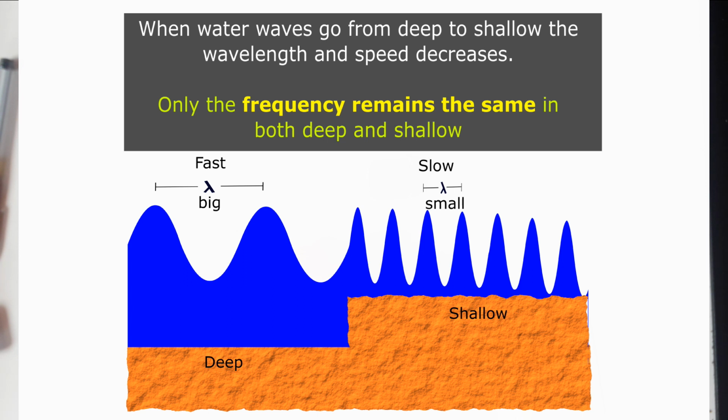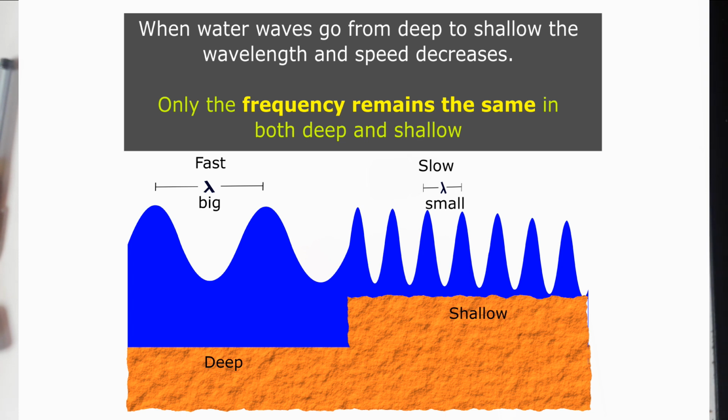You will notice that in the deep part, the wavelength, the distance between, well, in this diagram, the distance between two crests is quite large. However, in the shallow region, the wavelength is small. So you need to remember that whenever a wave goes from deep to shallow, the wavelength in the deep is actually larger than the wavelength in the shallow.